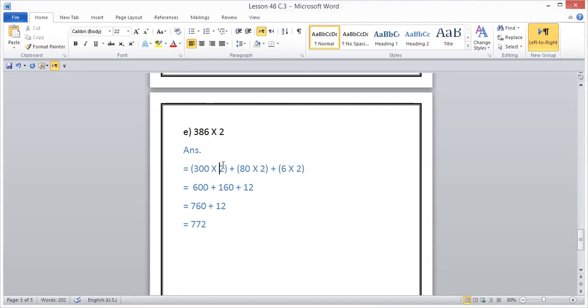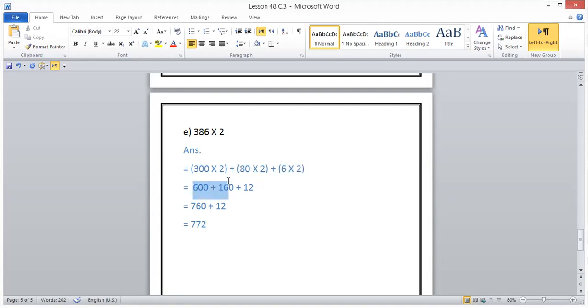When you multiply 2 by 300, it is very easy, you know. It is very easy to multiply any number by 100. Just multiply the number 2 by 3, that is 6, and add 2 zeros. So it is 600. It is also very easy to multiply any number which has 0 ones. 2 multiply by 8 is 16, and add 1 zero, 160. And 6 by 2, you know, that is 12.